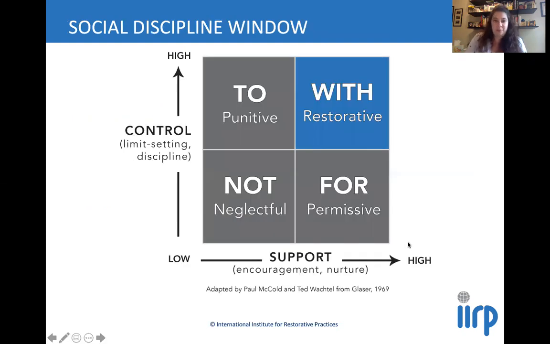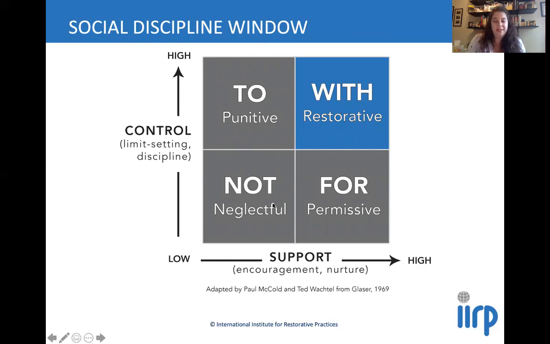So the social discipline window, again, this is something you've probably seen before. We are on two different axes here. So we talk about low to high control, expectations, limit setting, and then low to high support, encouragement, and nurturing. And when we are high on both, we fall into that restorative practices window, right? The "with" box. So the restorative conference, quite honestly, can fall in all four of these boxes.